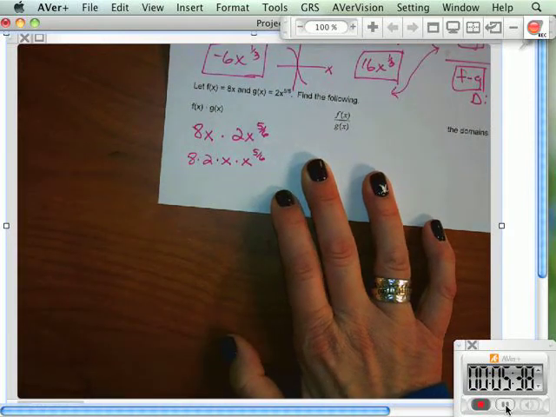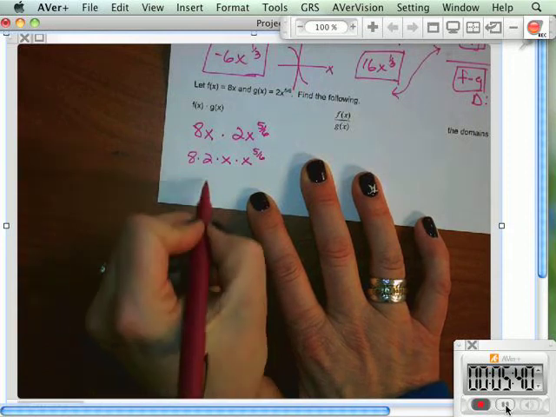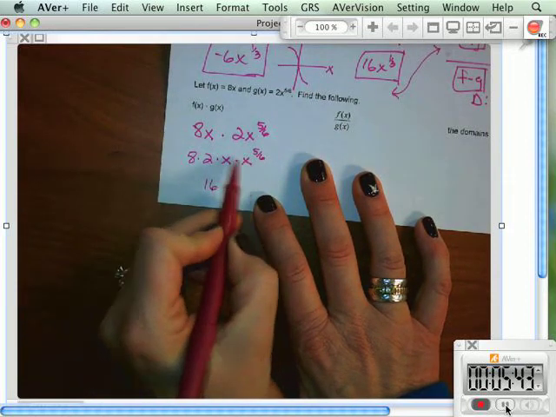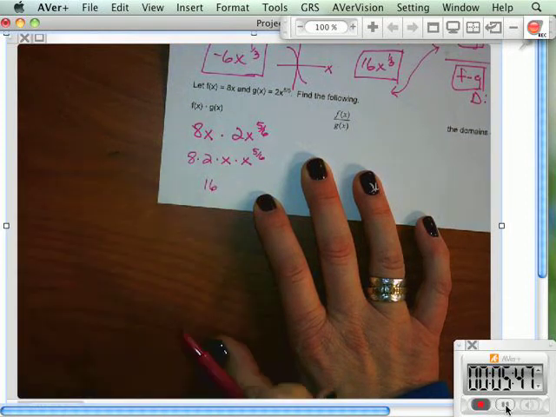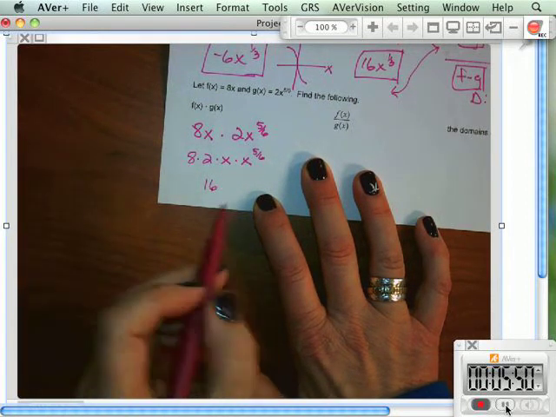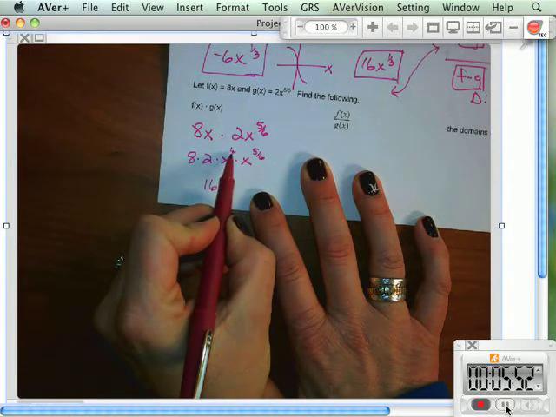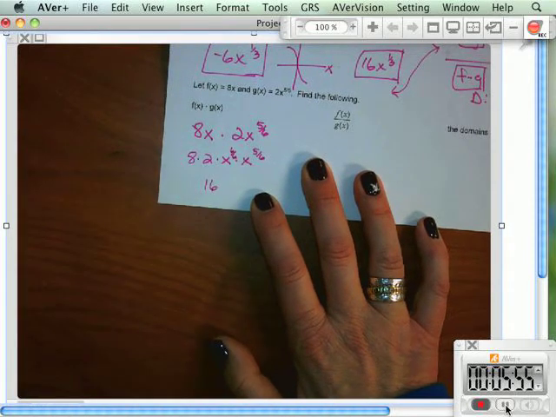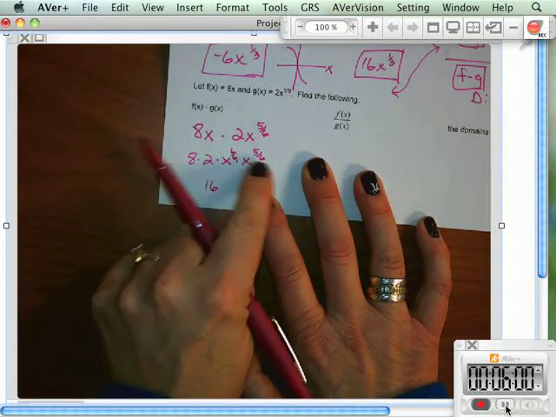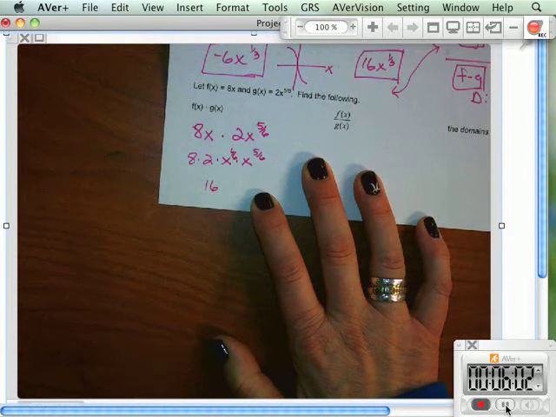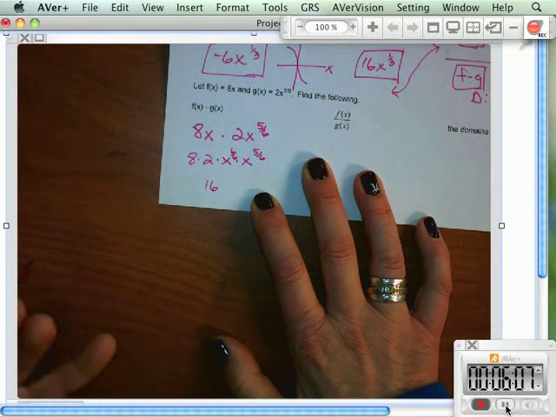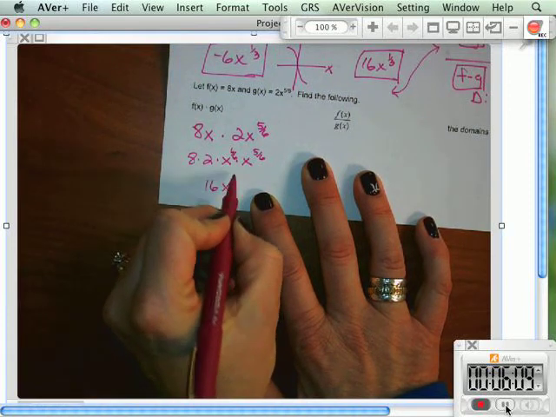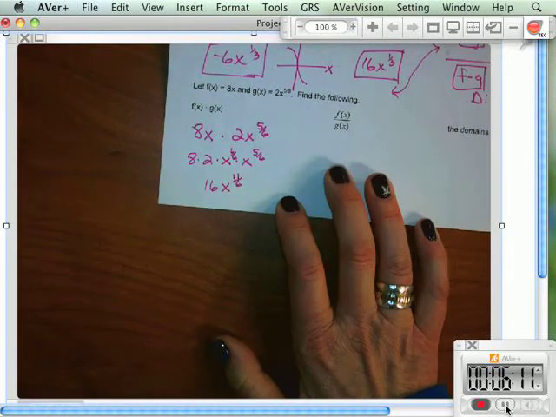8 times 2 is what? 16. What do I do with this business here? x to the 11. Ah, how did you get 11? 11/6, right? It's a 1 there. I'm going to write it as 6/6 because I add the exponents when I'm multiplying. Oh, you add it? Yes, and to add, you have to have a common denominator, so I make it 6/6. So it's 16 times x to the 11/6.